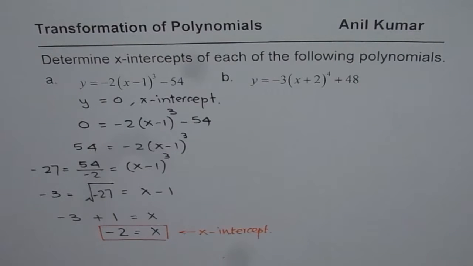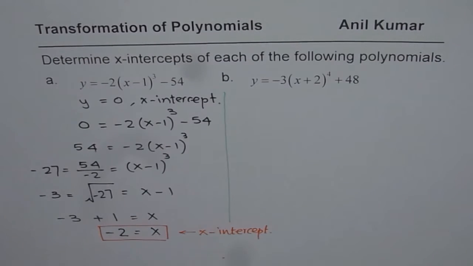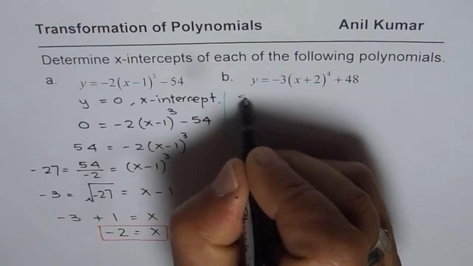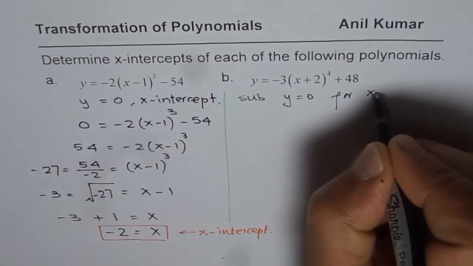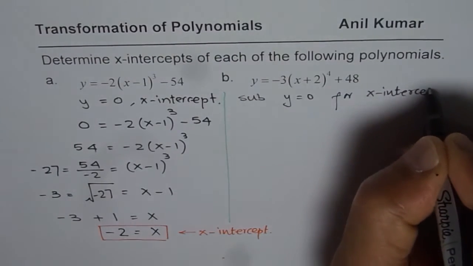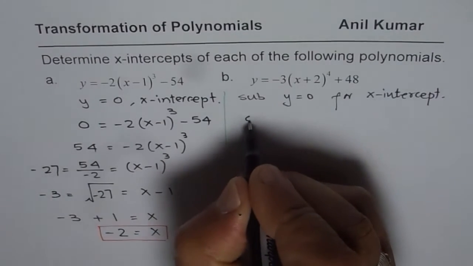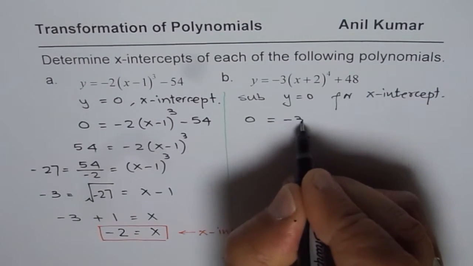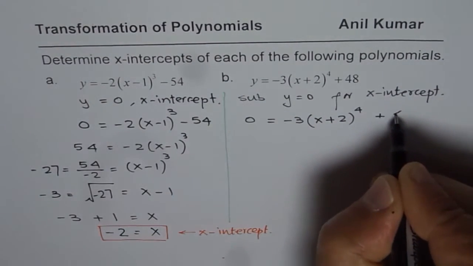Okay, let's do the same calculations, following the same steps, to calculate the x-intercept for the quartic function. Now again, as you know, x-intercept means that y equals 0. So we'll substitute y equals 0 for x-intercept. That is the basic concept, right? So that's what we are going to do, and then we'll solve for x. So we get 0 equals minus 3 times (x plus 2) to the power of 4 plus 48.